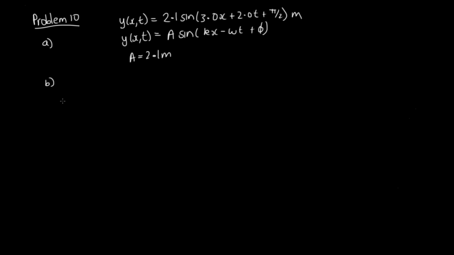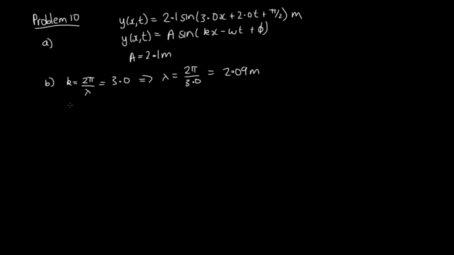Part B now asks us to find the speed. So let's write down what we know. We know k, which is the wave number, 2 pi over lambda, is equal to the thing in front of the x. So this is equal to 3. So this tells us that the wavelength is equal to, just rearranging this, 2 pi over 3. And so that is equal to 2.09 meters.